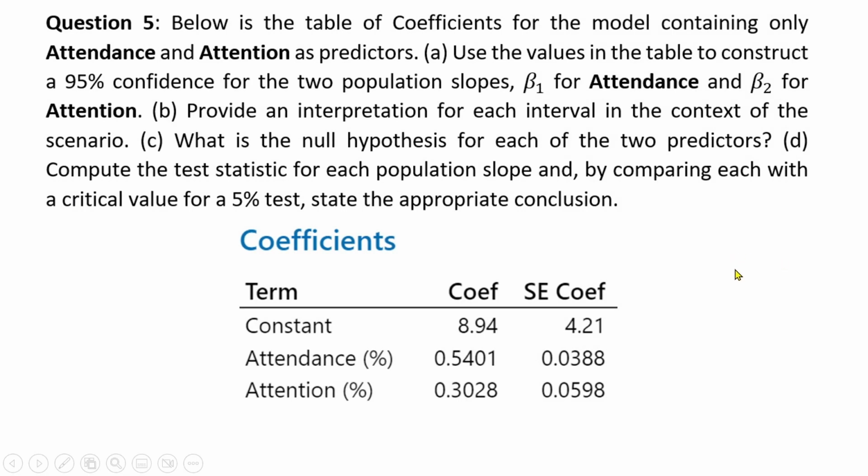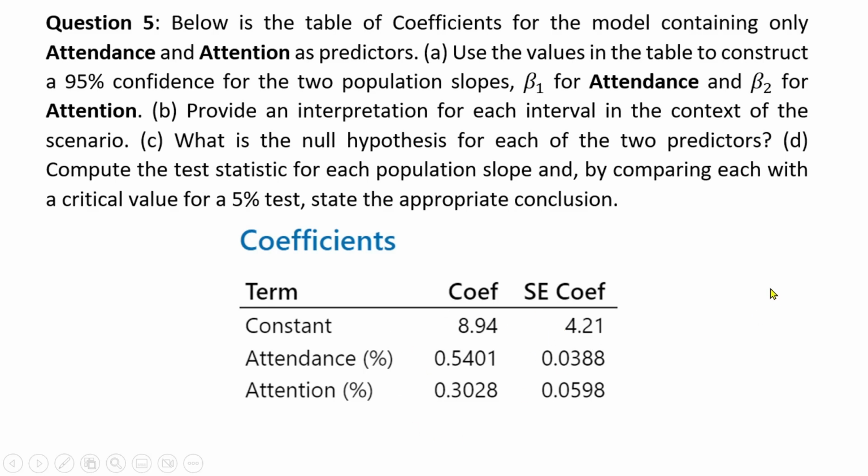Okay, question 5. Here we're going to do some inferences. We're going to make some inferences about these population slopes. So we're going to calculate confidence intervals. We're going to interpret those confidence intervals. And then we're also going to perform a hypothesis test.